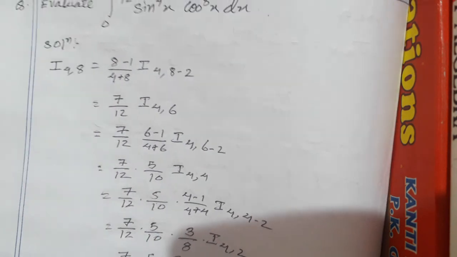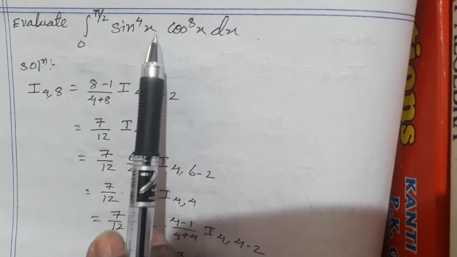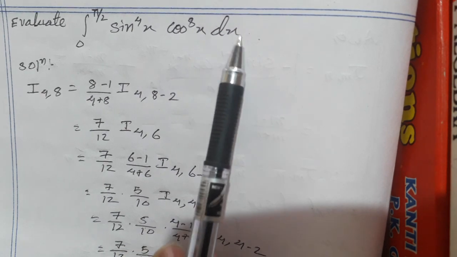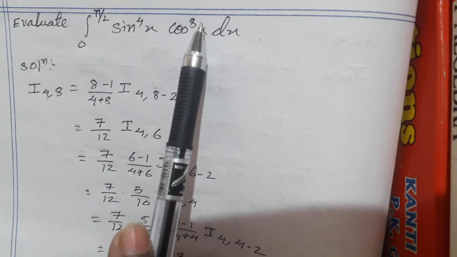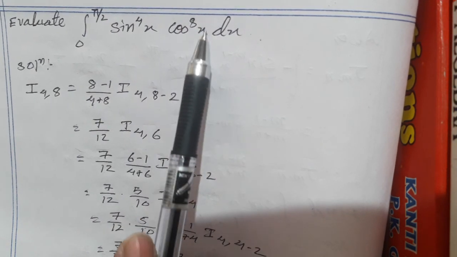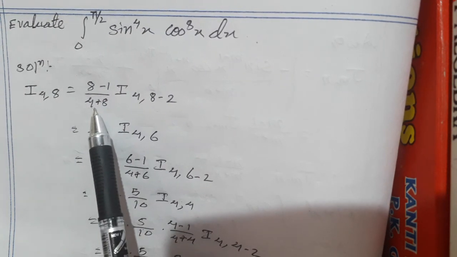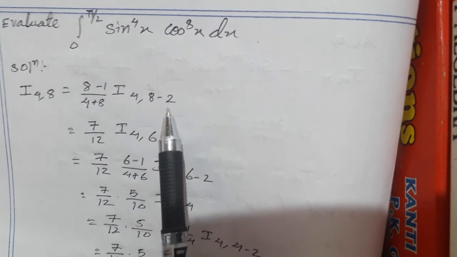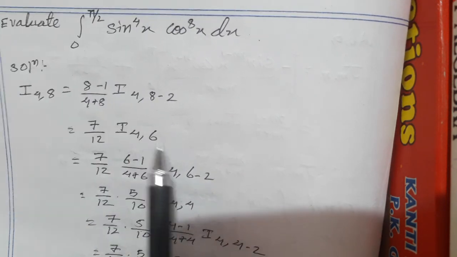And now we try to apply the reduction formula for this one. We have the integral from 0 to pi by 4 of sine 4 x cos to the power 8 x dx. We use the first reduction formula because here the power of cos is bigger. So we have I 4, 8, equal to 8 minus 1 divided by 4 plus 8, I 4, 8 minus 2, so we get 6. Here m is 4, n is 6.